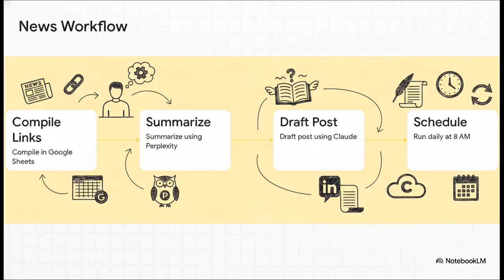Let's look at a slightly more complex, real-world example using an automation platform like Make.com. Imagine you want to automate your morning routine to stay updated on industry news. A human sets up these exact steps. First, compile the latest news links in Google Sheets. Second, use Perplexity to deeply summarize those articles. Third, use Claude to draft a professional LinkedIn post based on the summaries. And fourth, run this entire process seamlessly every single day at 8 a.m.